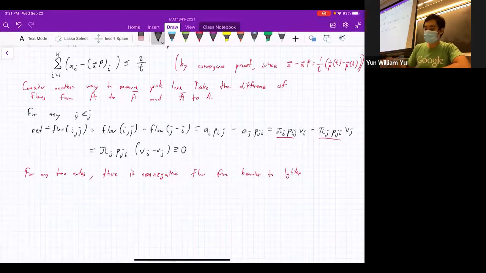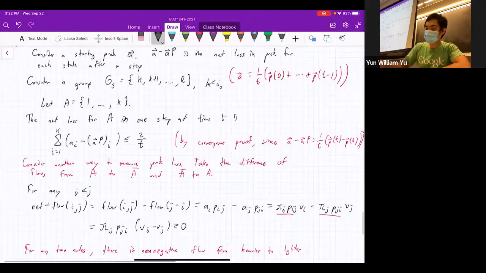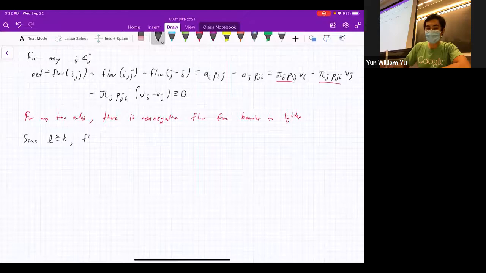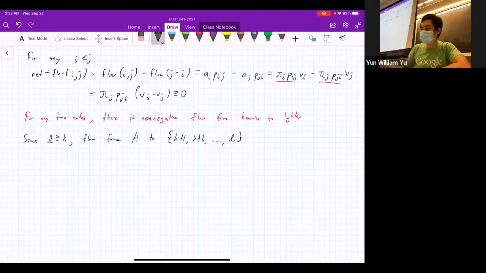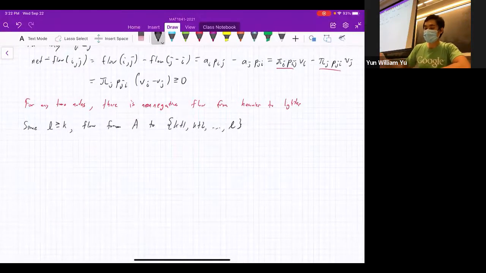Yeah, okay. So now let's continue and note that since L is greater than or equal to K, remember we defined this thing up here. L is greater than or equal to K, and therefore flow from A to the set K plus 1, K plus 2. Actually, I think I might have meant to start this at K plus 1. Well, we'll see if that works out in a moment. So the flow from A to K plus 1, K plus 2 through L minus flow from K plus 1 through L to A is non-negative.